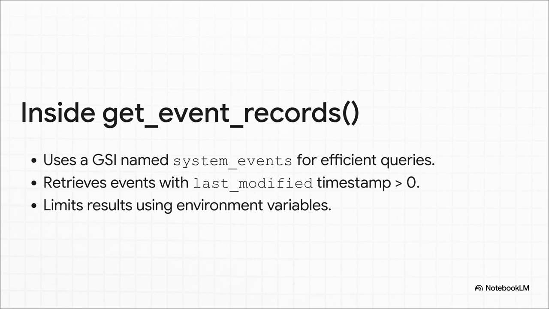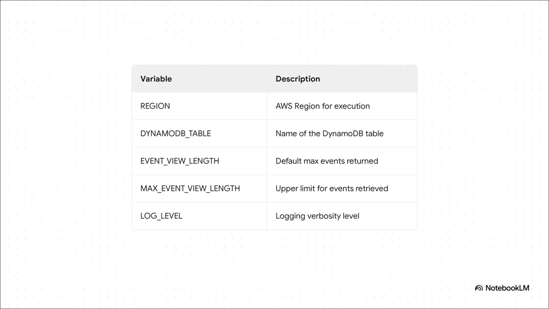Now, this is where it gets really clever. You can't just scan a massive database. It'd be way too slow. So instead, the function uses what's called a global secondary index, or a GSI. It's basically like the index in the back of a book. It lets you find what you need way, way faster. It also smartly filters for only active events and puts a cap on the results so it doesn't overwhelm the system.